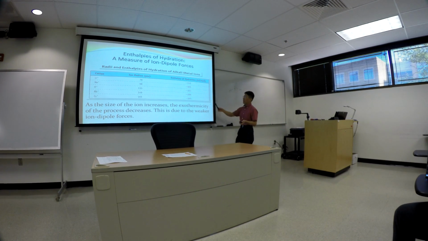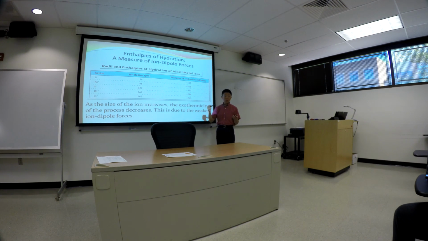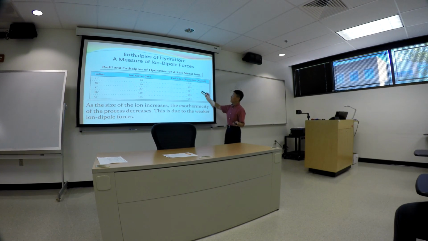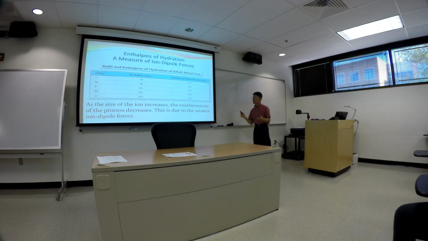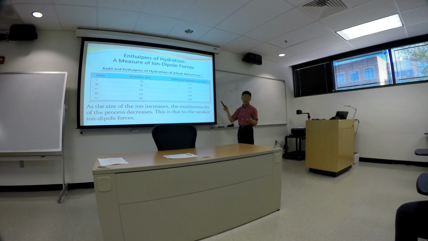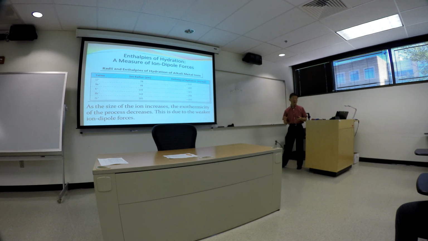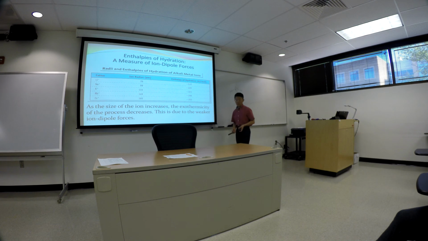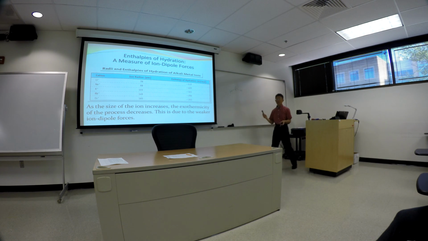Okay, so again, the negative sign only indicates the direction of the energy flow. Negative 515, in a pure mathematical sense, is a smaller number than negative 263, but in chemistry the negative sign only indicates direction. We're talking about the absolute value here, 515 kilojoules per mole versus 263 kilojoules per mole. When you dissolve lithium chloride, for example, it's going to release 515 kilojoules per mole of energy. When you dissolve cesium chloride in water, it only releases about 260, a little bit more than half of what's released for lithium. So what we can conclude is that as the size of the ion increases, the exothermicity of the process decreases. This is due to weaker ion-dipole forces.